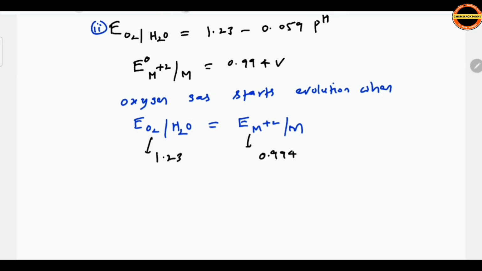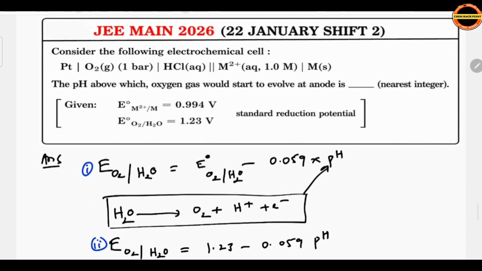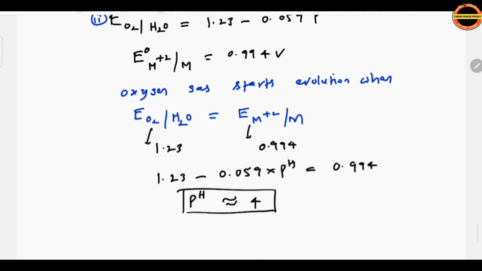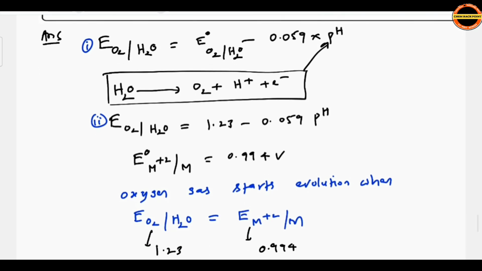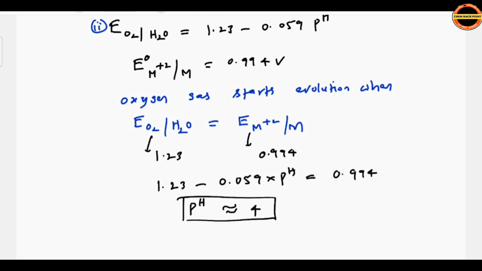Now what we are doing: I take 1.23 minus 0.059 into pH equal to 0.994. Overall, if we calculate pH, approximately we get the answer 4. So the answer is 4, an integer. See here once again: the overall formula we know, instead of writing log H plus, I wrote pH. I mentioned the values, the standard M plus 2 to M value given. Oxygen gas starts evolution if this condition is achieved. Hence 1.23, 0.994, and pH is 4.